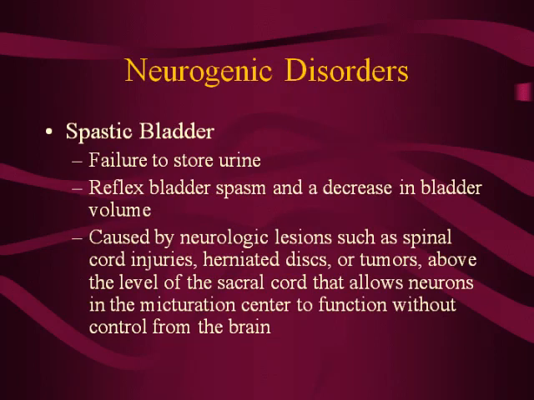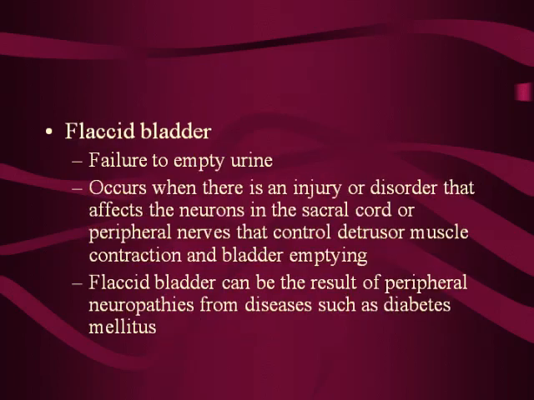The first one is spastic bladder, and with spastic bladder, there's a failure to store urine, okay? Your bladder muscles spasm and contract so much that you can't hold in a lot of urine, so you're not storing urine. This can be caused by spinal cord injuries, herniated discs in the back, tumors, things along that line. But anyway, spastic bladder, the bladder is spasming so much that you cannot store urine up in the bladder.